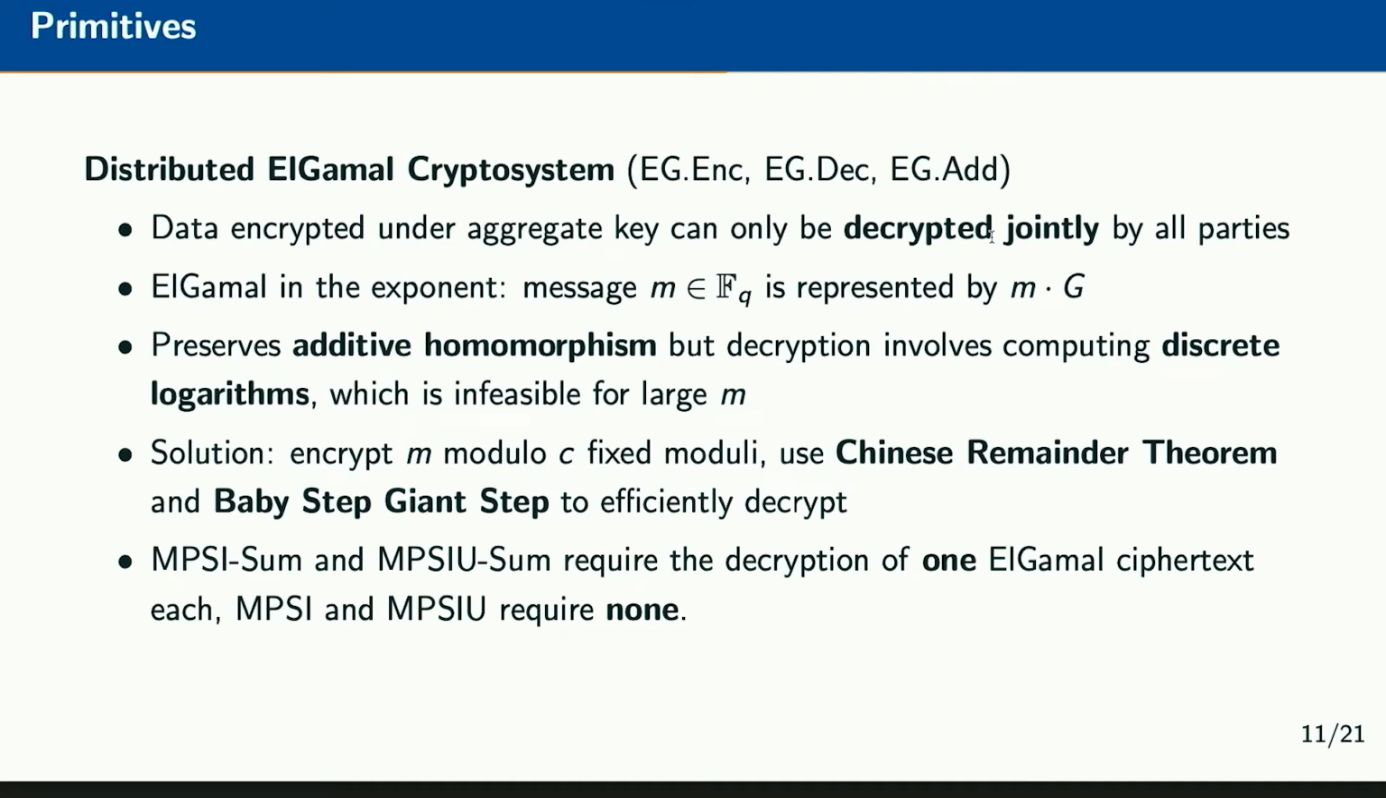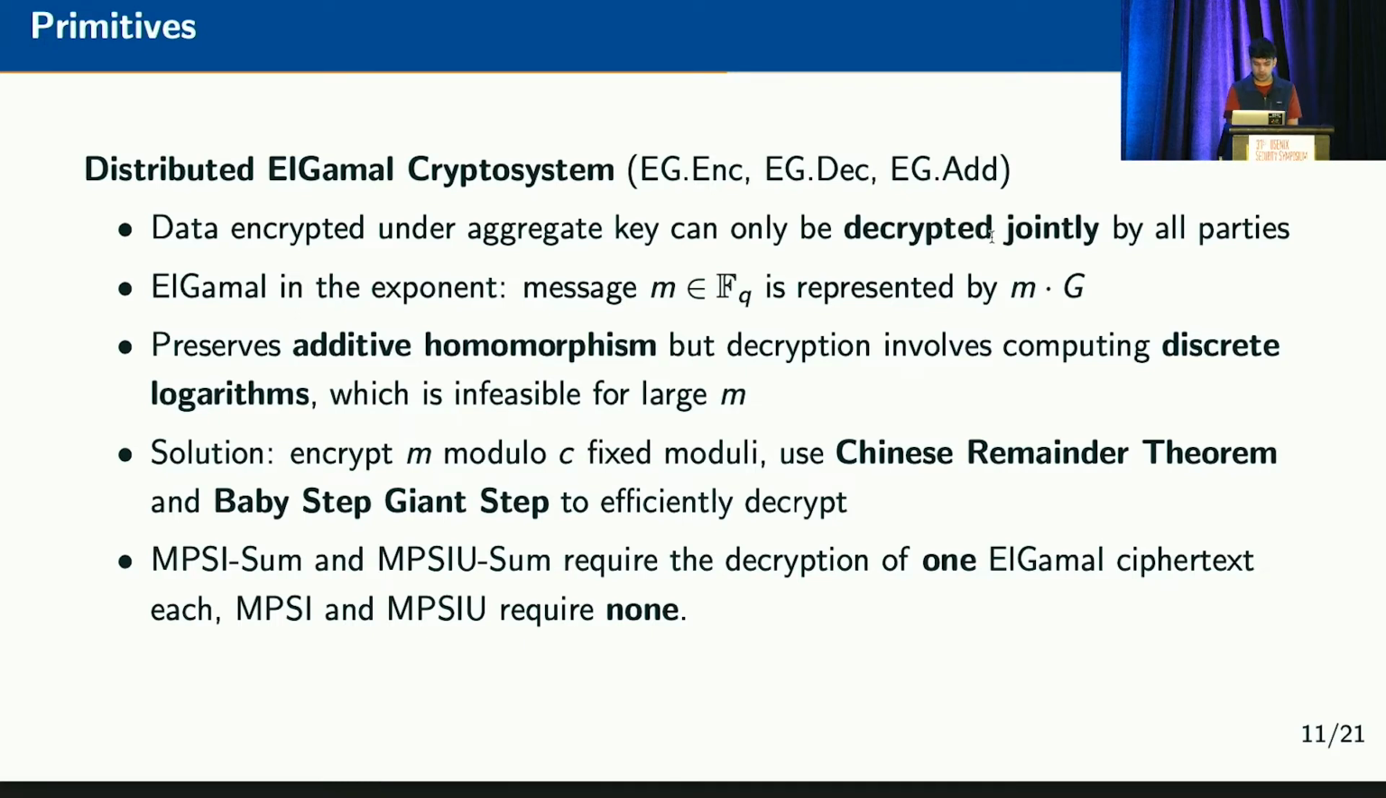Our construction also requires a distributed version of the Elgamal cryptosystem. So data encrypted under an aggregate public key can only be decrypted jointly by all parties. As we encrypt values in the exponent, decryption amounts to computing discrete logs. Fortunately, we only need to decrypt one ciphertext, and we use a combination of CRT and the baby step, giant step algorithm to achieve that.